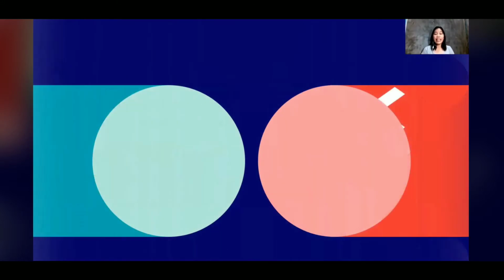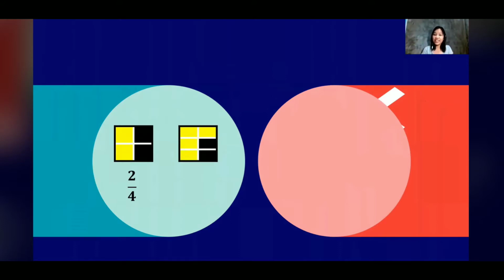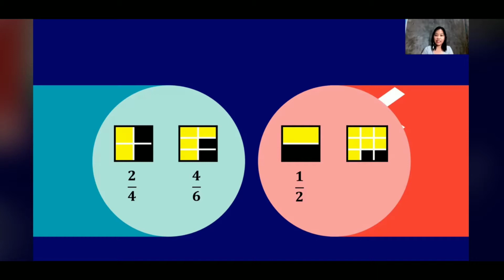So before that, kindly name this fraction for me. Yes, this is 2/4 because there are 4 equal parts and only 2 parts were taken. How about this one? 4/6. Next one? Yeah, that's correct because whole was only divided into 2 and only 1 part was taken. So 1/2. Next. 7 parts were taken and there are 9 equal parts. So 7/9.